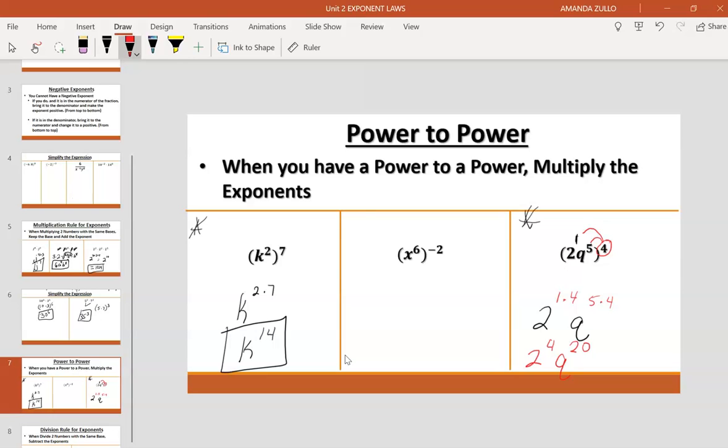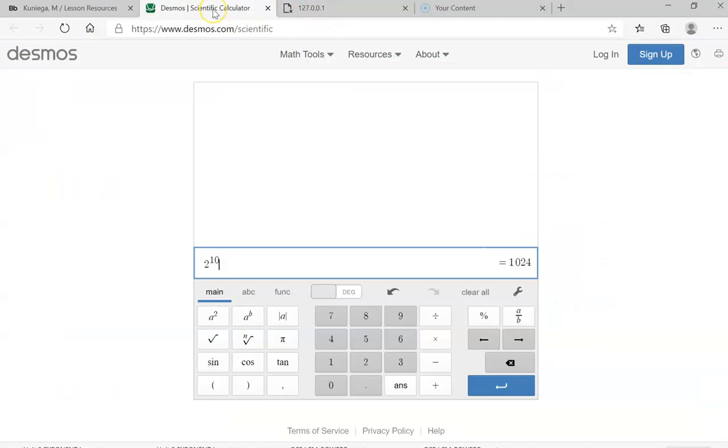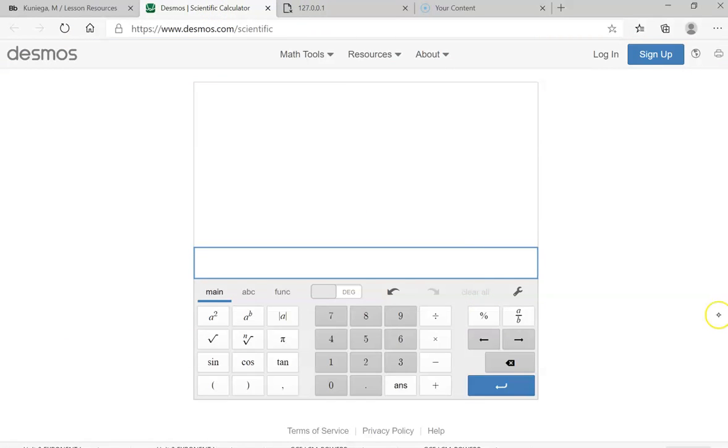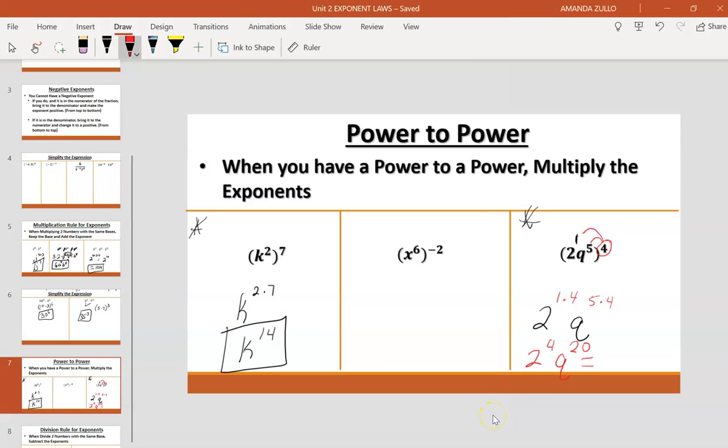Now we don't want to leave a base with an exponent if the base is a number. We could put this in our calculator. So here we go. Let's come over here to our calculator. You want 2 to the 4th power. Let's see what that is. And you get 16. So 16 q to the 20th power is your answer.